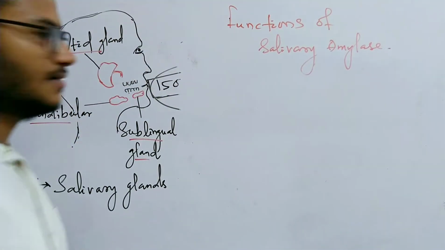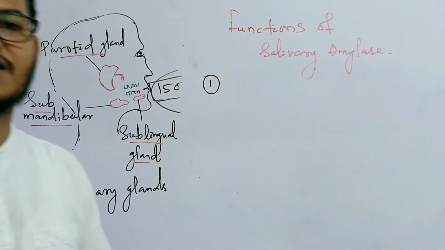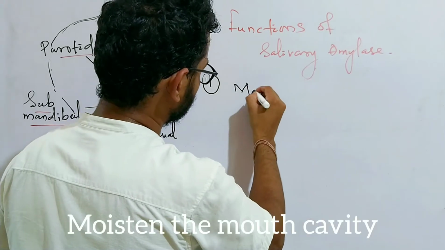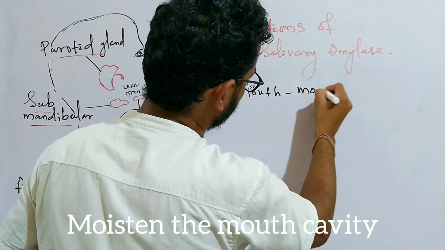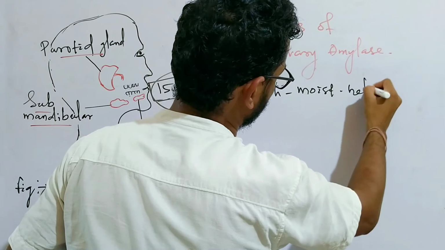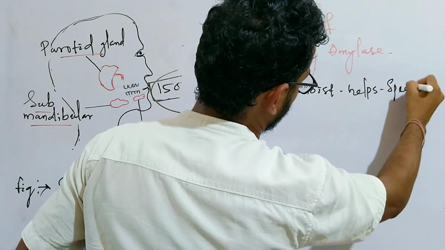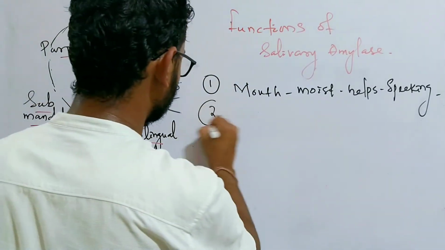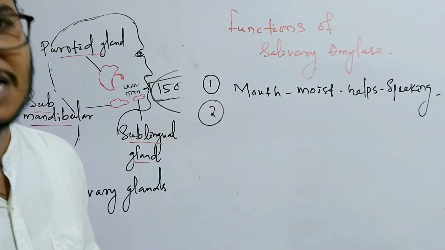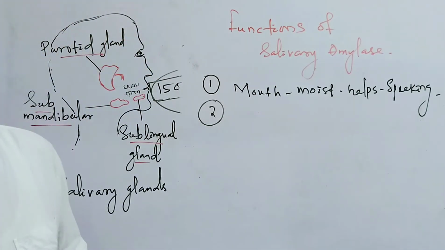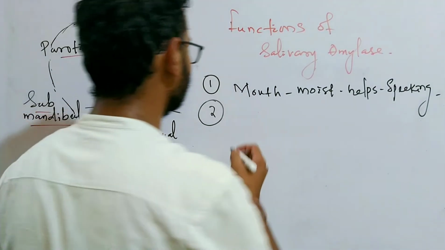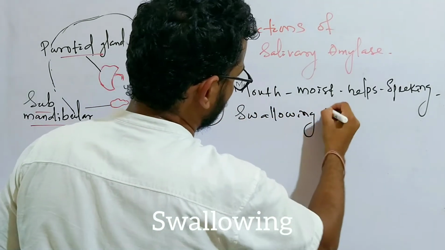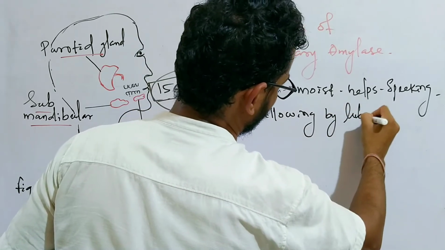Very important. Number one, the first function is it makes the mouth moist and helps in speaking. As our mouth becomes moist, we can easily speak. The second point is swallowing. It helps in swallowing of food by lubricating the food.